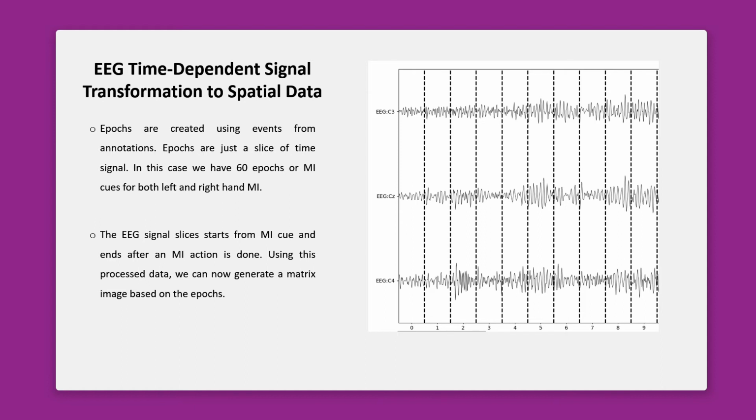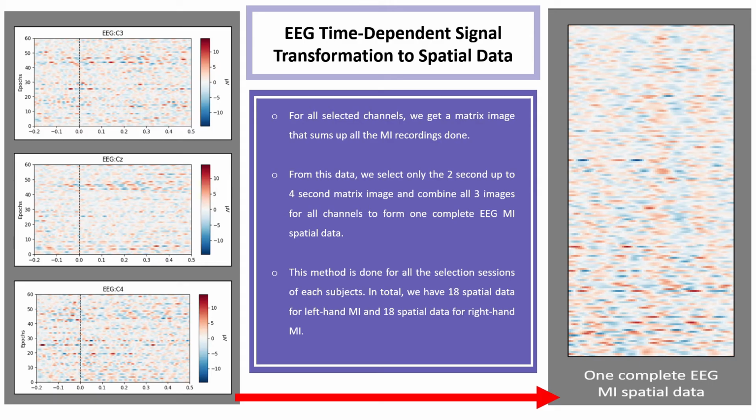Using this processed data, we can now generate a matrix image based on the epochs. The generated spatial data are shown on the left-hand side of the screen. For all selected channels, we get a matrix image that sums up all the MI recordings done. From this data, we select only the second up to the fourth second matrix image and combine all three images for all channels to form one complete EEG MI spatial data.